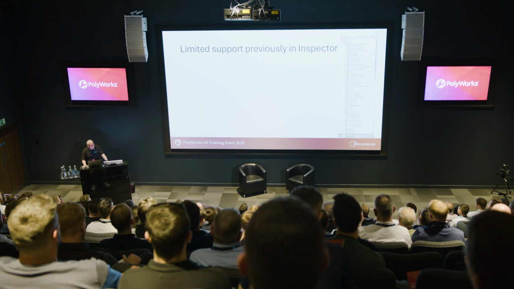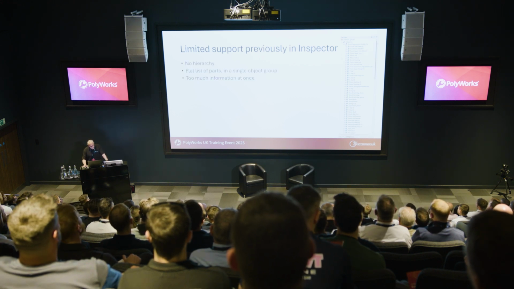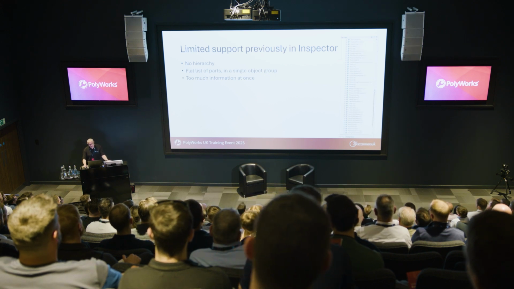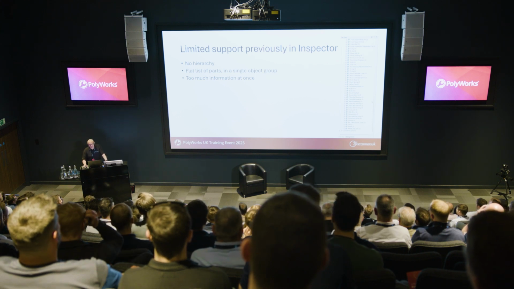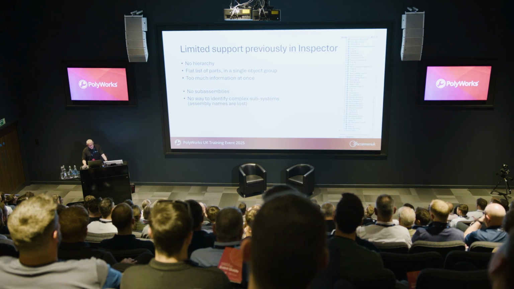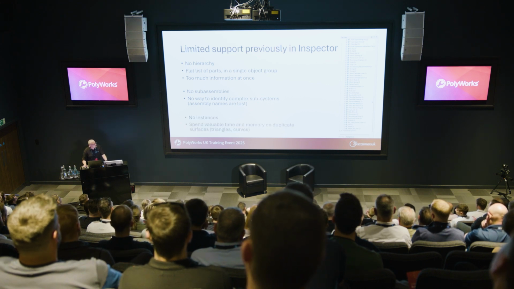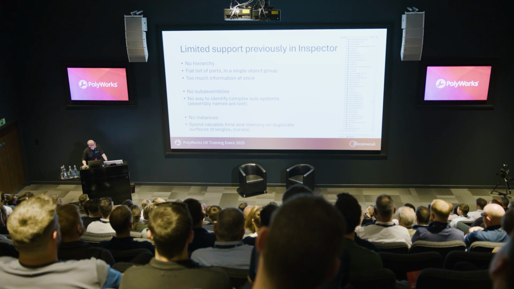Previously in Inspector, we haven't really been able to deal with this. We don't tend to have any hierarchy in the earlier versions. It's a flat list of parts in a single object group. Far too much information to see in one go in the tree view. There are no sub-assemblies, and we lose the assembly names, so we can't identify what belongs to those sub-assemblies. We can't deal with instances, so every time we use a part that's used more than once, we're adding time and memory to show that within the 3D scene.